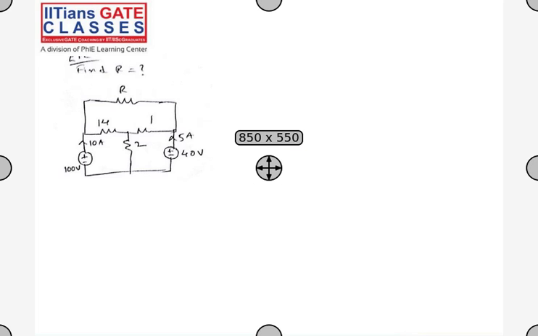Find the value of R. This is the circuit given. So you have some voltages and currents. You can use either mesh analysis or nodal analysis. Find the value of R.